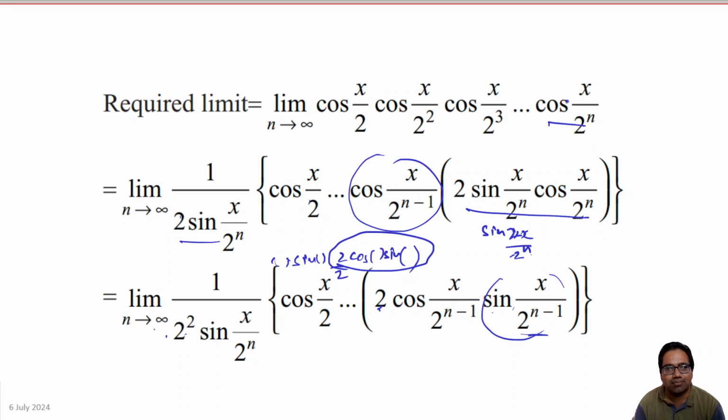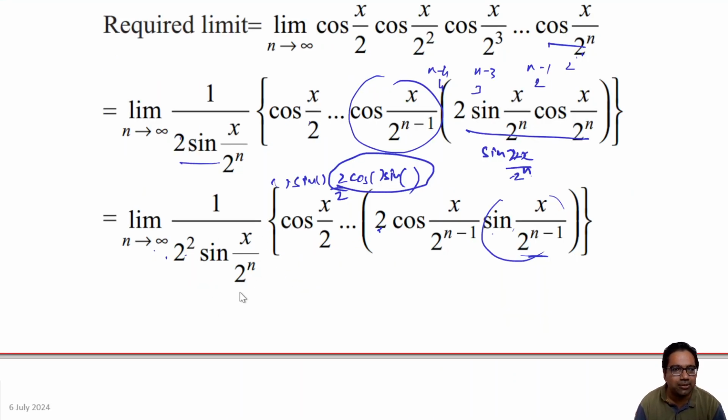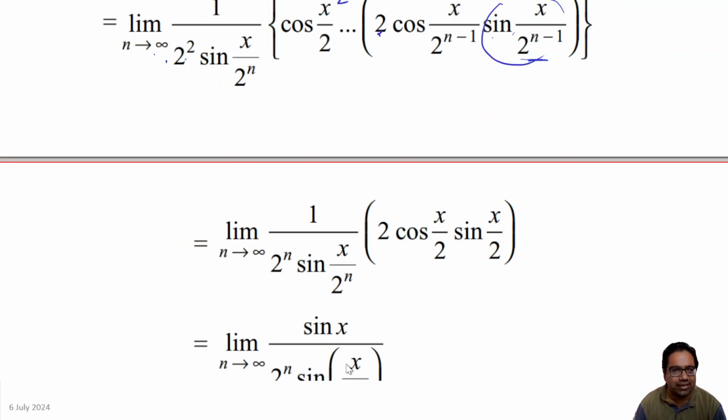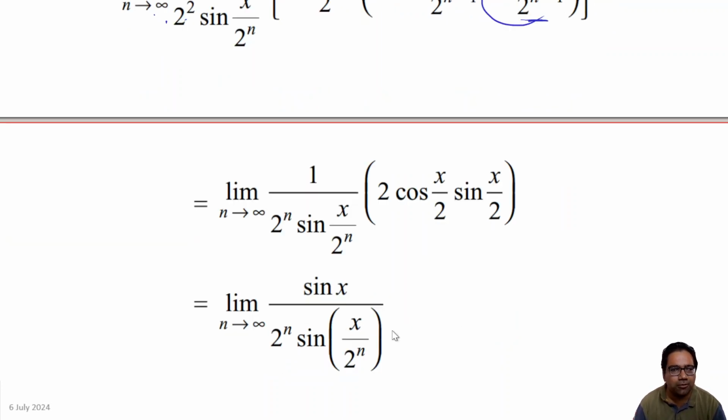For cos(x/2^n) we did it the first time, then for n minus 1 we did it the second time, for n minus 2 the third time, for n minus 3 the fourth time, like this. So as many n's as there are, that many 2's we have to multiply and divide. The sin(x/2^n) is only once; the 2's we have to do multiple times. So in the end this expression will become sin x divided by 2^n sin(x/2^n).